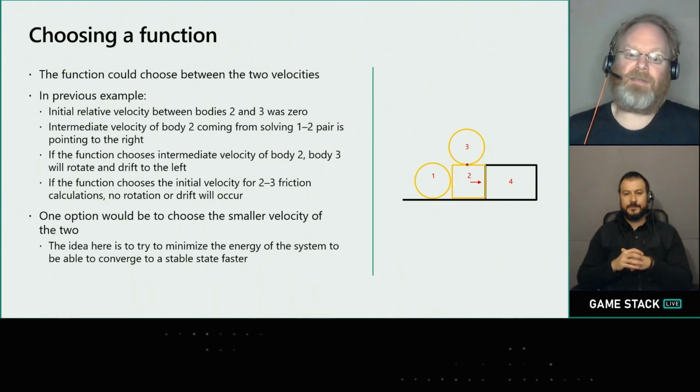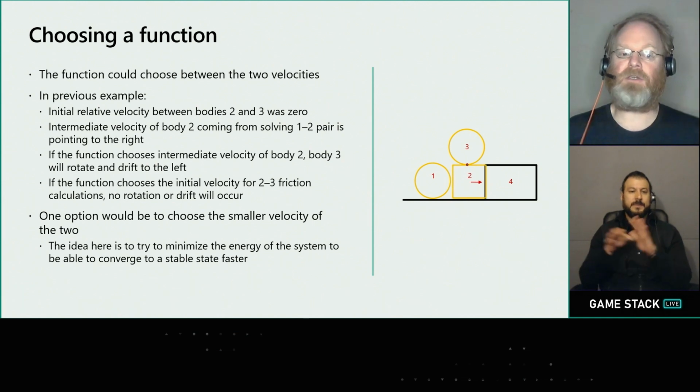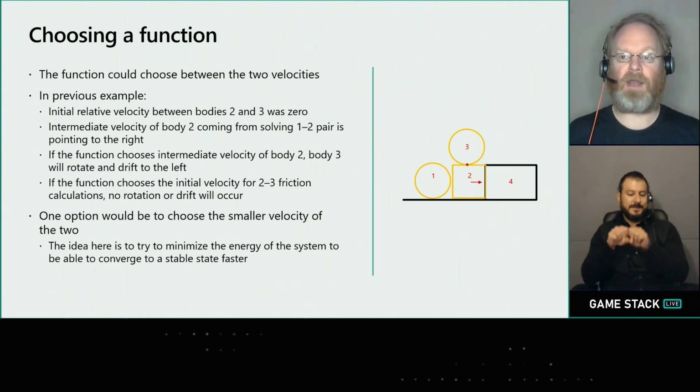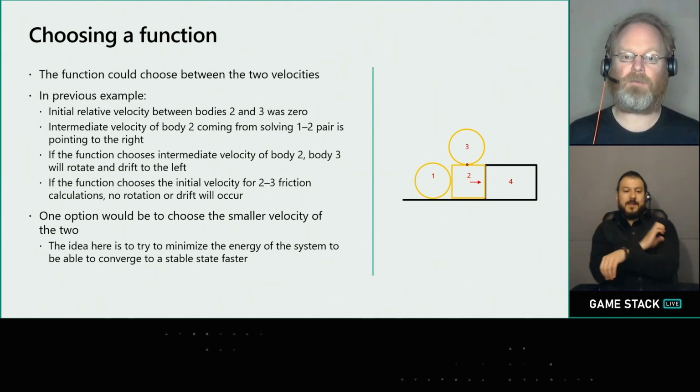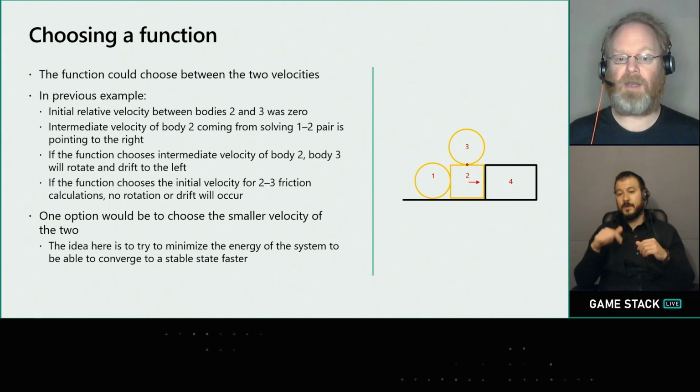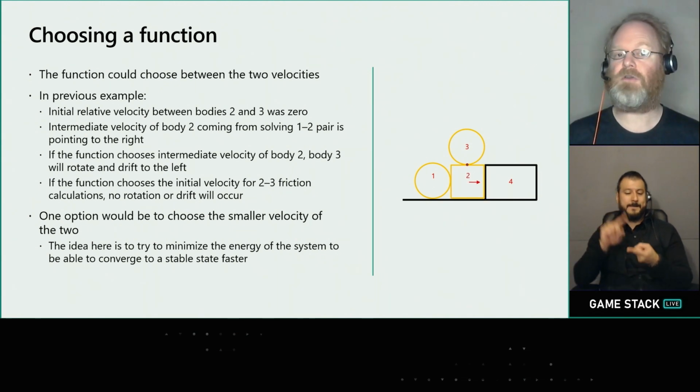And we can pick a simple heuristic. It might be just to minimize the energy in the system. We don't want to introduce more energy. That's what's causing our problems with the stack drifting. So the simple heuristic of minimizing energy could simply just choose the smaller velocity.